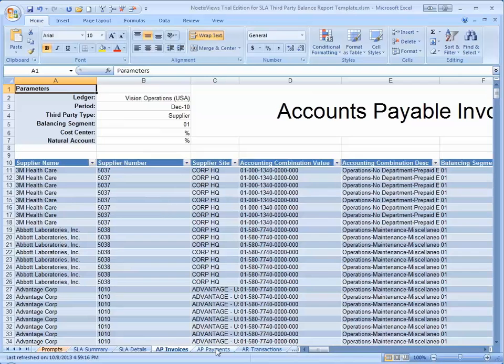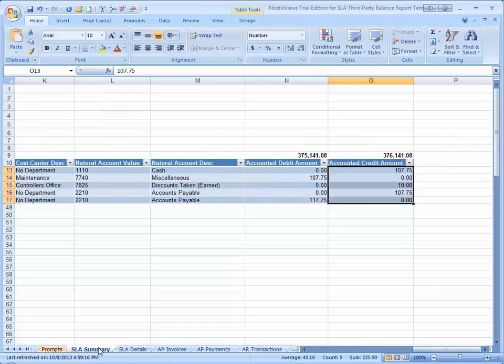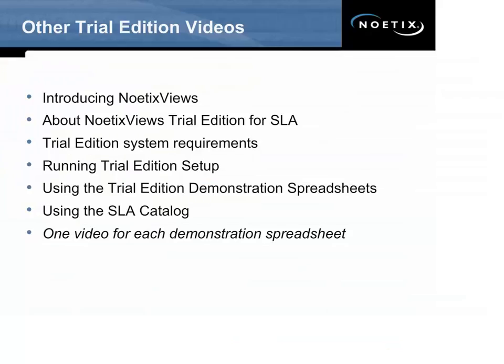Next, let's look at the AP Payments tab. This tab displays invoice payment transactions for suppliers only. The data includes supplier, invoice, payment, and check information, and the accounted debit and credit amounts. The data on this tab comes from the view AP Payment Dist. So together, the AP Invoices tab and the AP Payments tab make up all of the supplier balance information that backs up the data that's both on the SLA Details and the SLA Summary tabs.